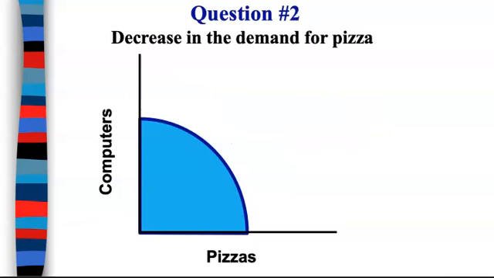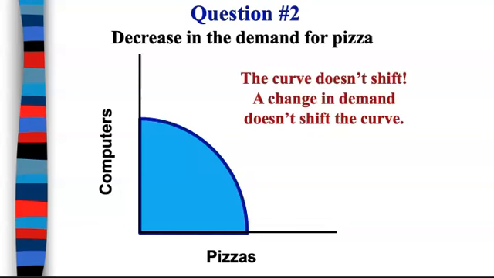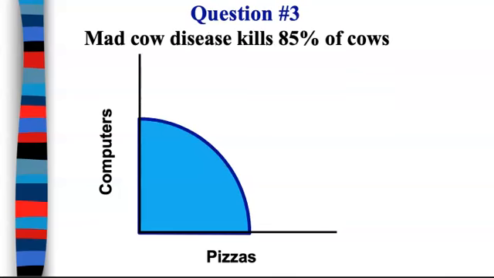Our next one, a decrease in the demand for pizzas. Well, this one is kind of a trick question. It doesn't change how many pizzas we could possibly make. It doesn't shift how many computers we can possibly make. All it's going to do is change the number. So for instance, we may go from wanting this many pizzas to maybe only wanting this many pizzas. It doesn't change how many we can make, it just shifts along the curve this way, from that point to that point, for instance.